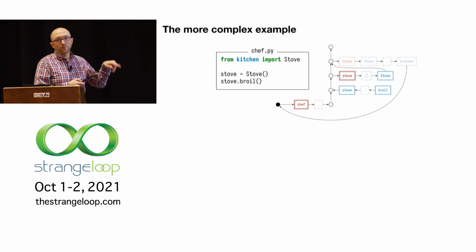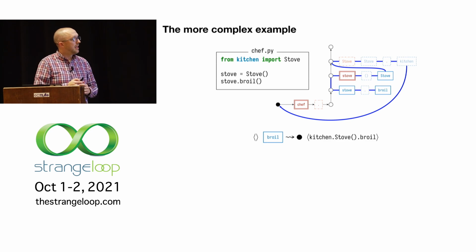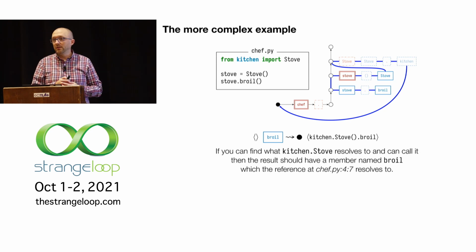And then in chef.py, this will be the doozy. There is a relatively long partial path from the broil reference to the root node. And we've pushed quite a lot of stuff onto the stack in order to get there. But if you just read that off, it's actually going to line up very clearly with the English fact that we talked about before, that if you can find what kitchen.stove resolves to and you can call it, the result should have a member named broil, and that's what the reference refers to.